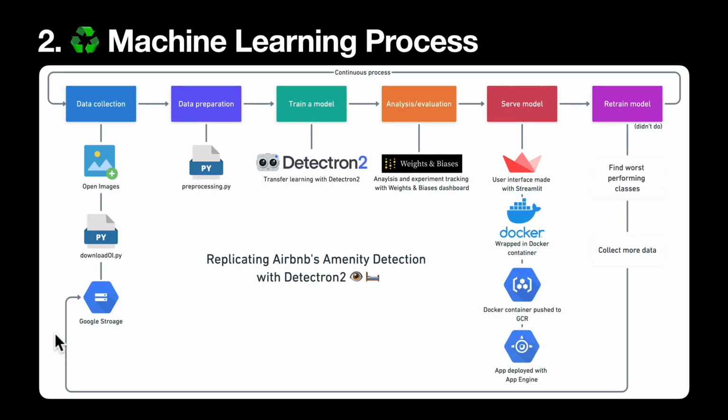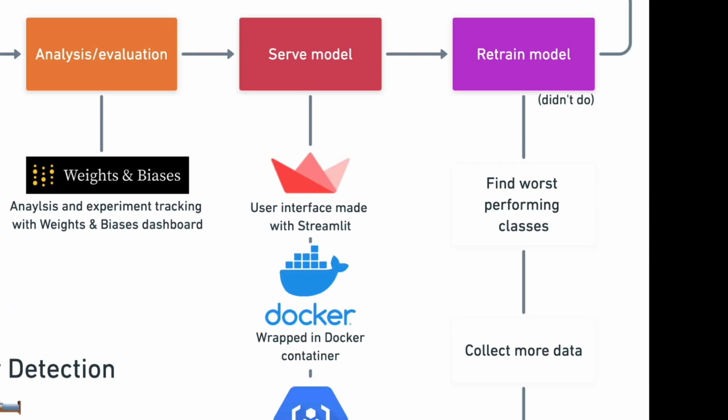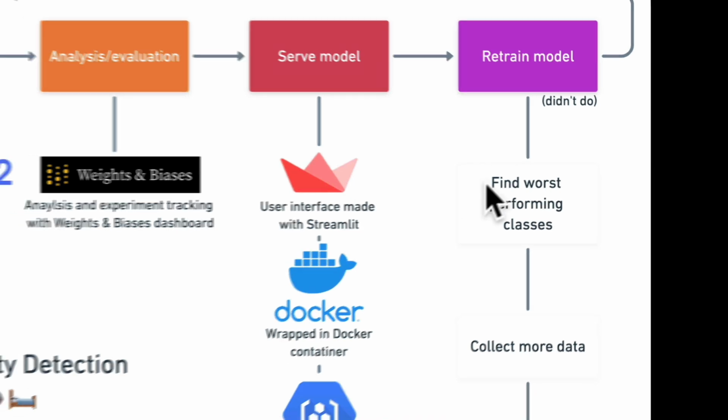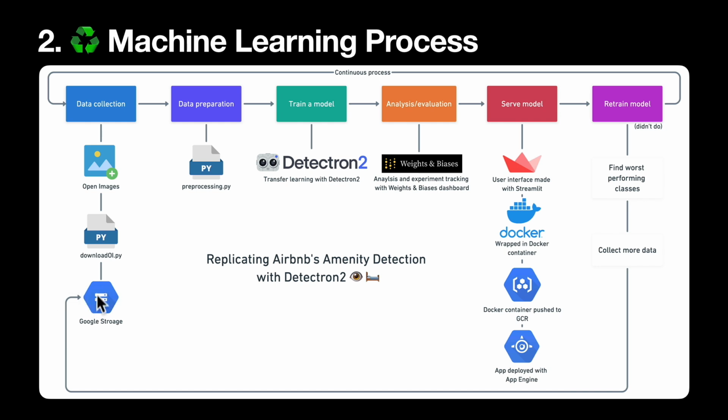This was my process. If I wanted to retrain a model, I would find the worst performing classes. So say my model was bad at finding chairs, I would get more photos of chairs, feed that back into my Google Storage for storing all the models. Little typo there. And retrain the model and then go back through this process.